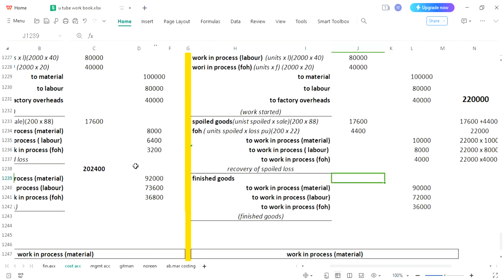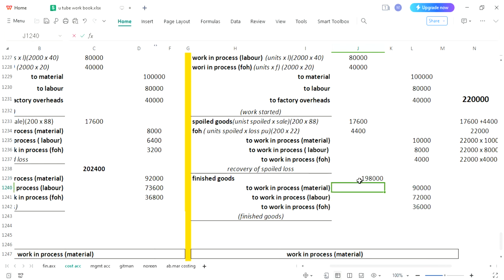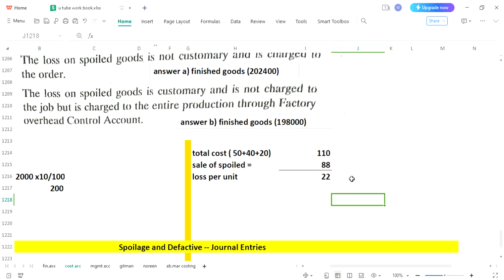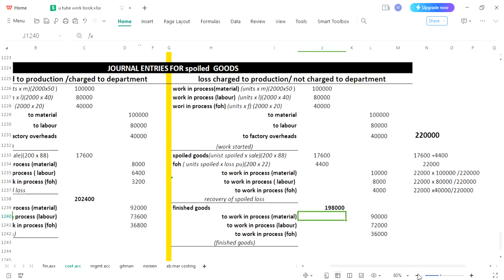How did you calculate this total? You have summed up all amounts present on credit side. In similar way, you will sum up all amounts present on credit side. First amount is 90,000, then 72,000 and then last amount 36,000. In this way you have calculated finished goods total. Come to the question, answer B is 198,000 and you have calculated 198,000. Hopefully you were with me and you have seen each and every calculation.